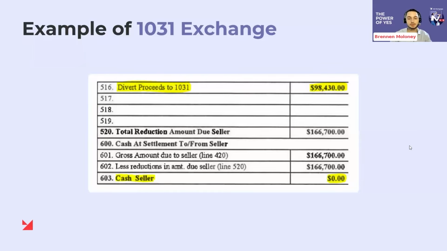Yep, so this is actually from the previous sale. As mentioned earlier, the two main documents that we're going to need is the final CD or the HUD from the sale of the previous property, as well as that letter that we saw in the last slide. So this shows instead of that 98,430 bucks being cash to the seller, highlighted on the bottom, the seller's not walking away with a penny in this particular transaction. Instead, what's occurring is that it's all going over to the qualified intermediary.